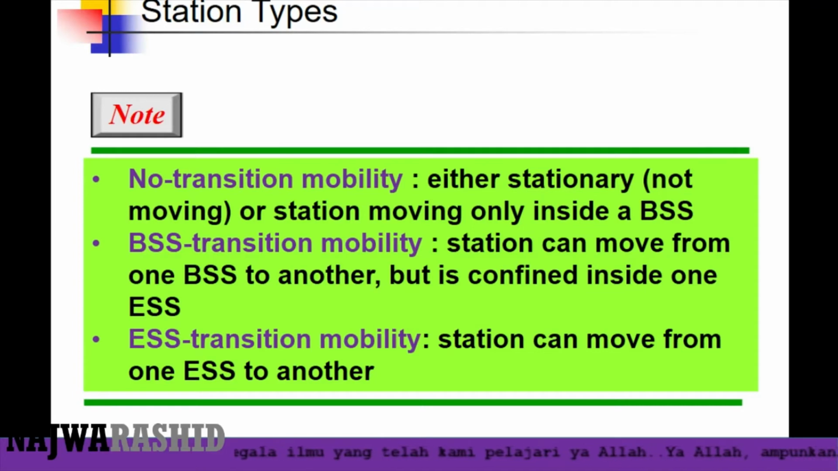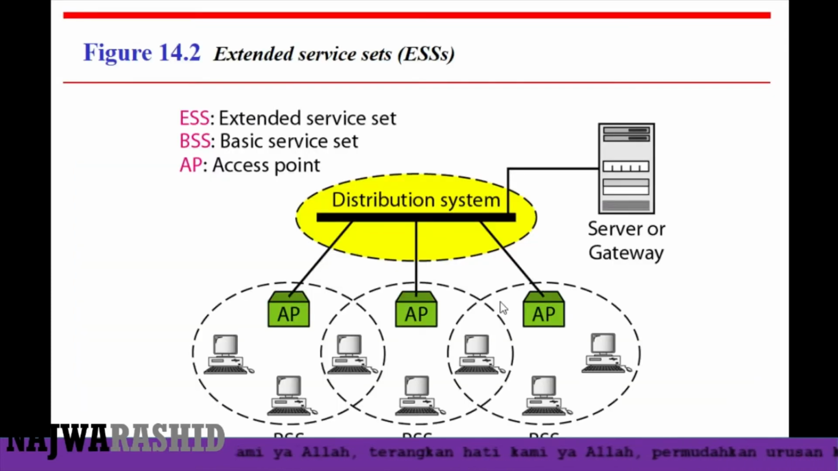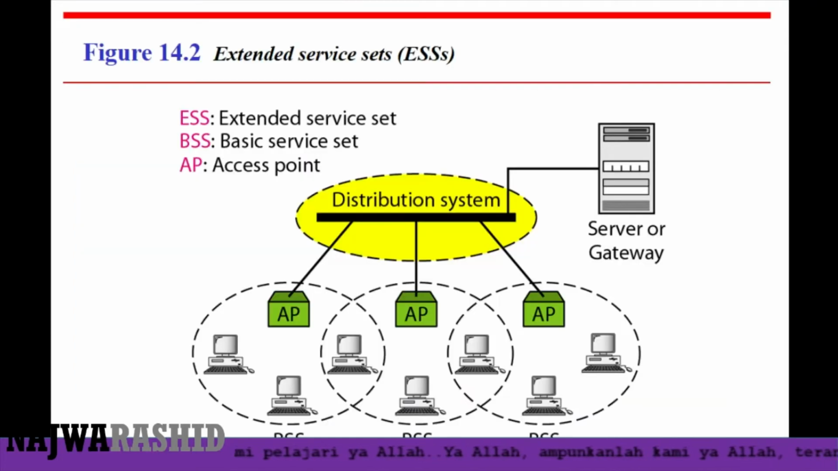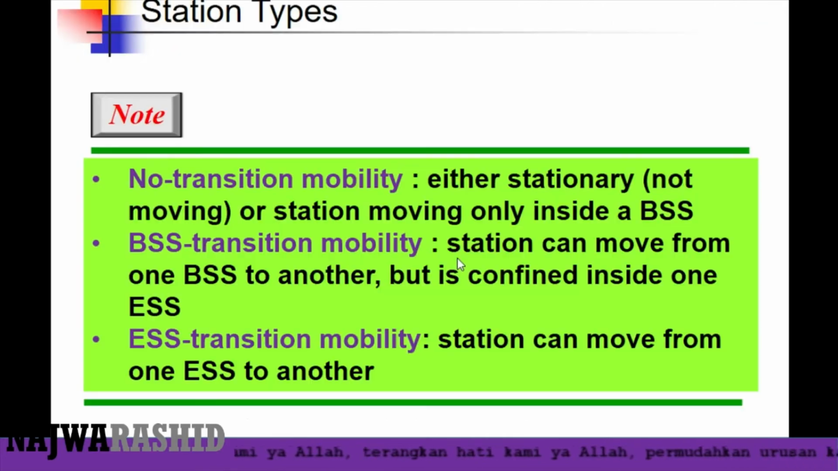No transition mobility: either the station is stationary, not moving, or it moves only inside a BSS. BSS transition mobility: a station can move from one BSS to another BSS, but it is still inside the ESS. And ESS transition mobility: a station can move from one ESS to another ESS. So this refers to the types of station mobility inside the wireless Ethernet.